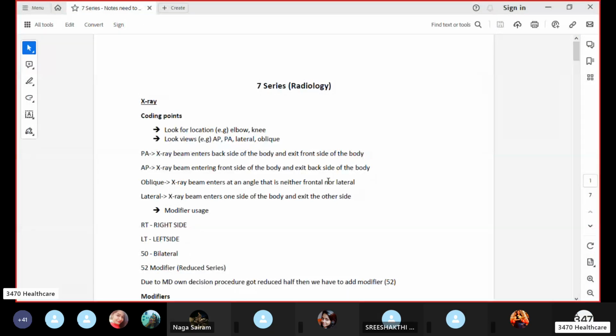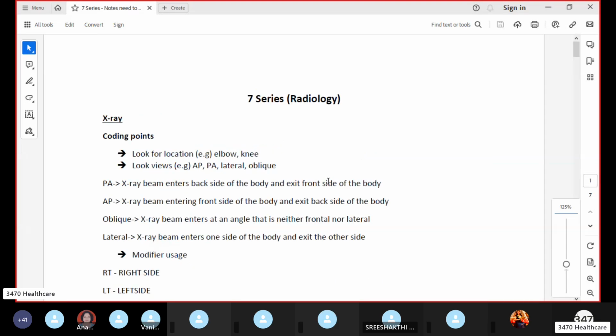So 7 series is the radiology. From this, in your exam, 6 questions. First topic, X-ray. If you want to take the X-ray codes, you need to go with the backside of your CPT book. You need to go to X-ray under what location? It's an elbow, knee, chest, abdomen, like that.